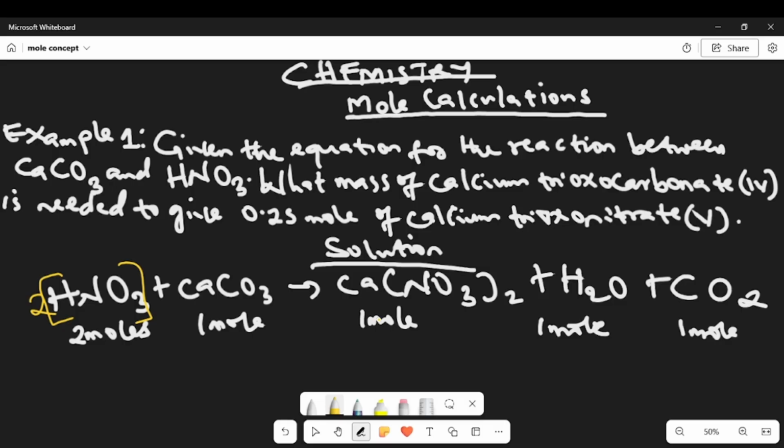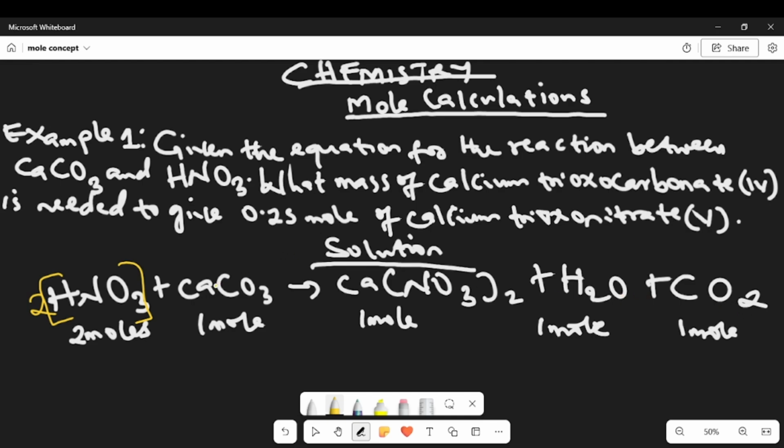So we've balanced that one. Same thing applicable to oxygen. You have 3 as the subscript of oxygen here, and multiply by these 2, you have 6. And 6 plus the 3, the oxygen in calcium trioxocarbonate 4, that will give you a total of 9 oxygen atoms. So you have to also balance it at the product side. So you have 2 times, that is 6 oxygen here, plus 1, 7, plus 2, that is 9.